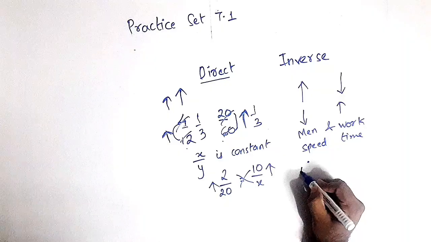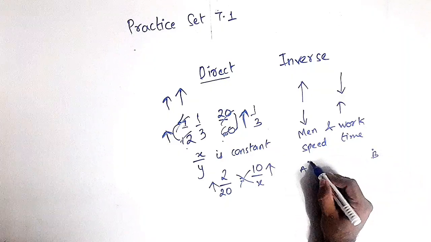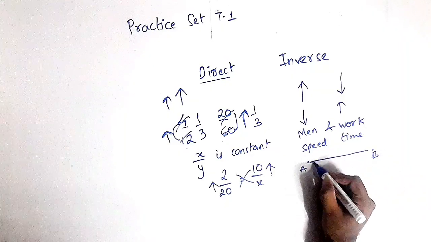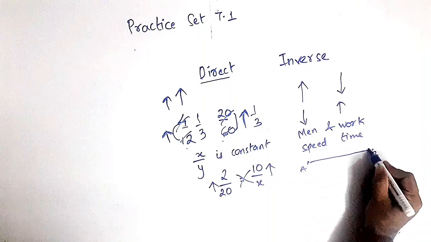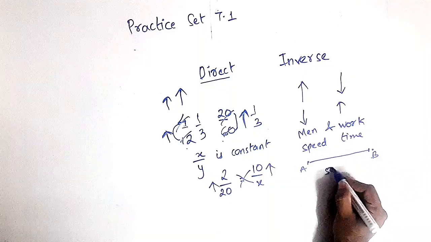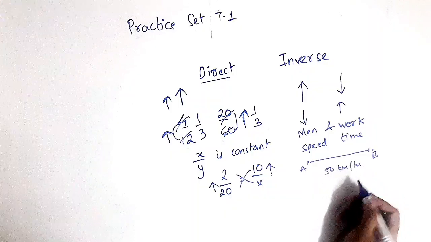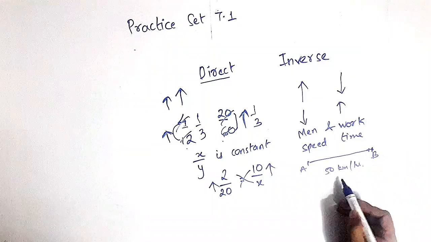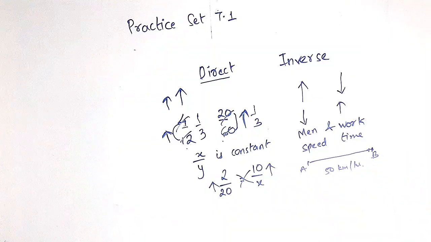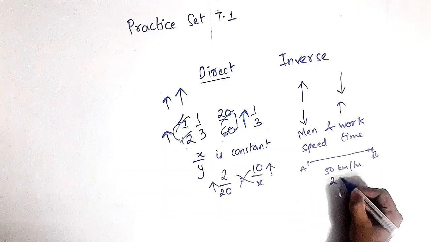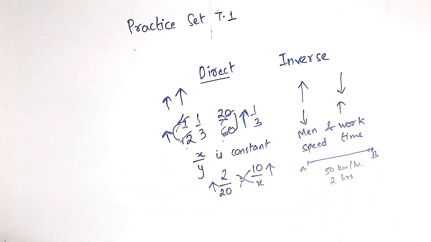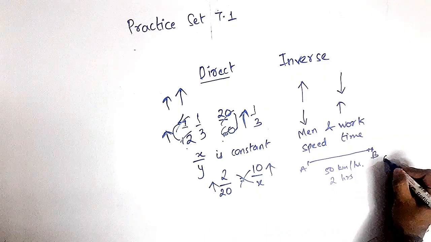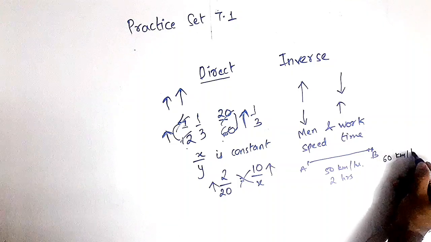Let us see, this is point A, this is point B. A car runs from point A to point B at 50 kilometers per hour. So it takes 2 hours to reach there. Then suppose the speed is increased to 60 kilometers per hour.